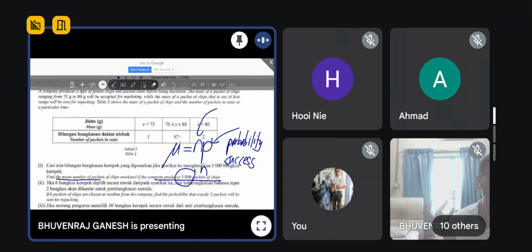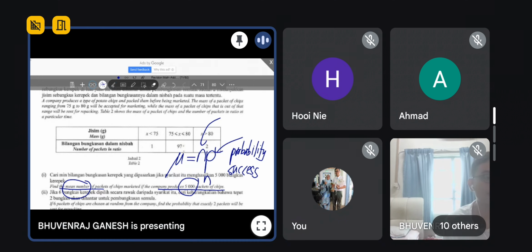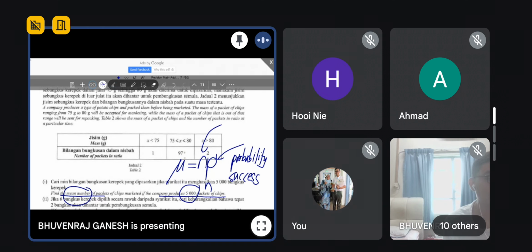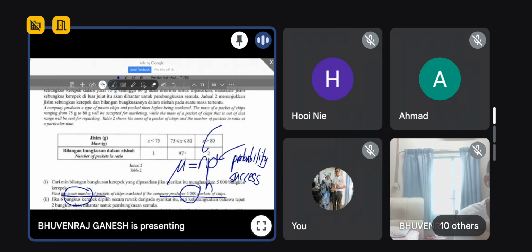So how to know what is the P value? Okay, so they ask you mean number of packets, correct? So P value is basically going to be your probability of success, kebarangkalian kejayaan. Okay, so what is the kejayaan here guys? You must see the question.